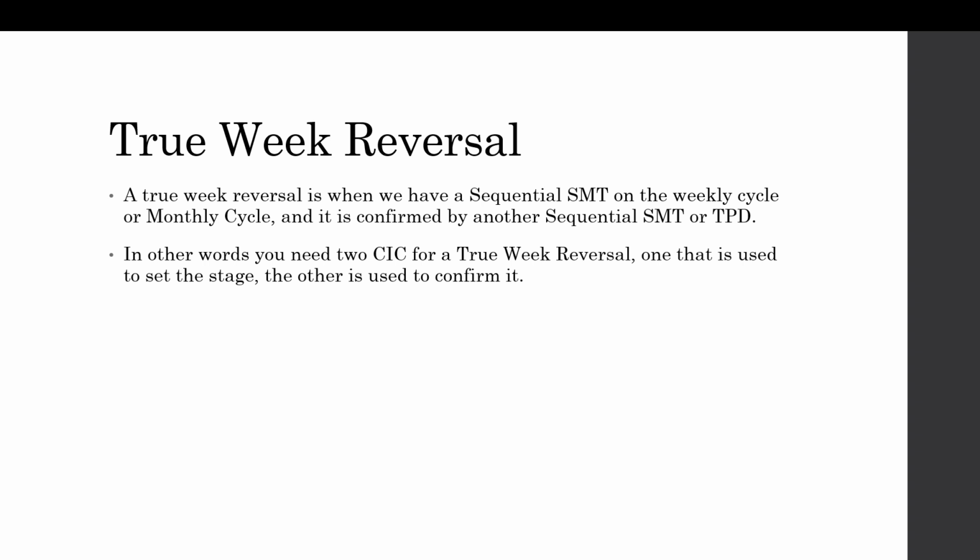So if you listen closely to what I'm saying, I'm basically saying that in order to have a true weak reversal, you need at least two cracks in correlation, one of them being a sequential SMT and the other one either being another sequential SMT or a TPD. And let's get into the video to show this.